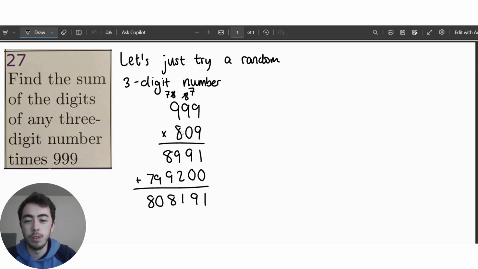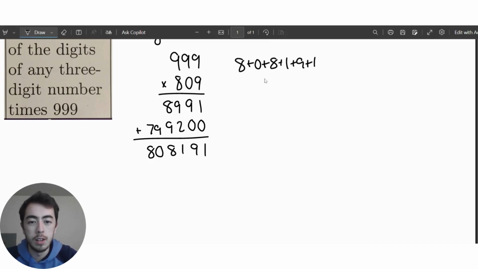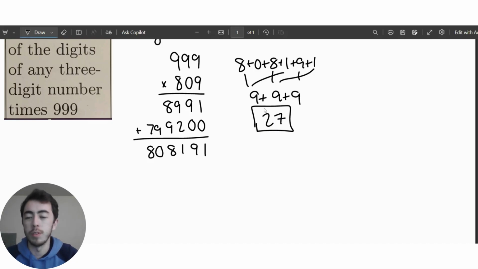Okay, so 809 times 999 is 808,191. And if I add up these digits, 8 plus 0 plus 8 plus 1 plus 9 plus 1, let's see. Well, the 8s and the 1s both make 9s together. And then so I have 9 plus 9 plus 9. And that is 27. So I've basically just proven today's problem.